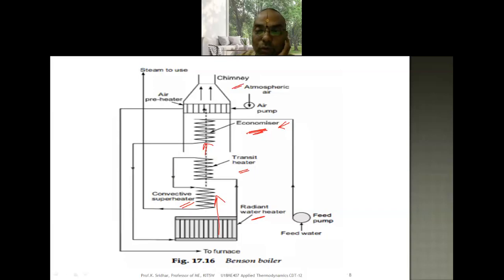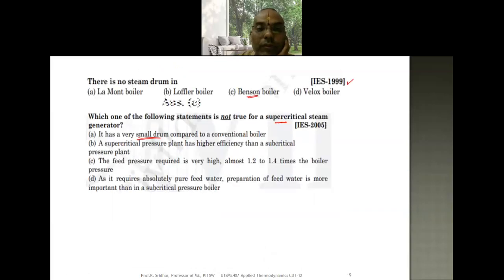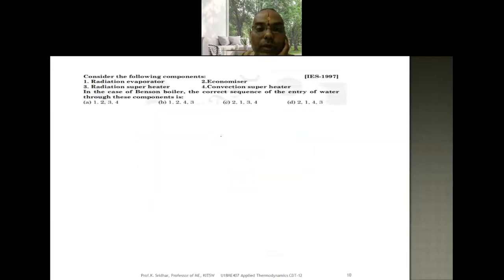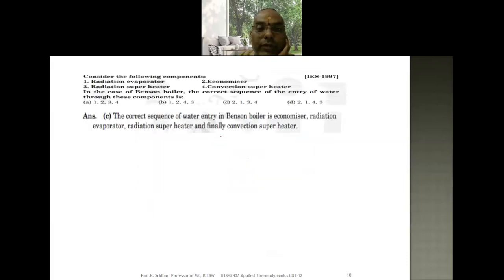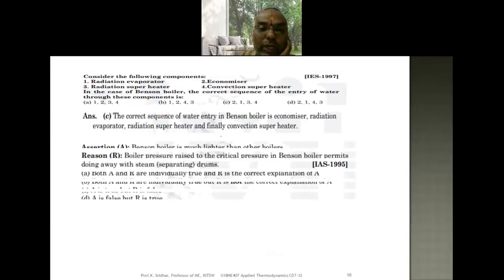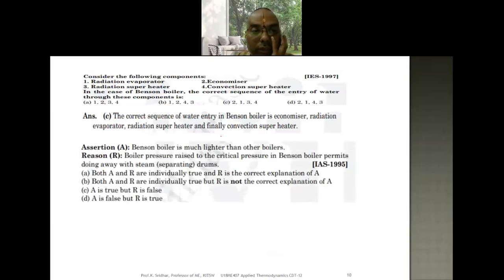Now he is asking the flow. So here C, that is 2134: first the economizer, then the radiation evaporator, radiation superheater, and convection superheater. Then assertion and reasoning type questions will normally be given in the IAS and IES examinations.